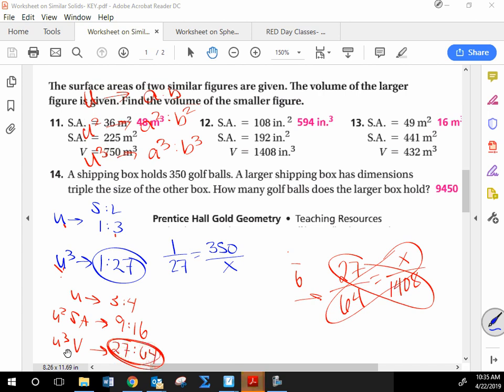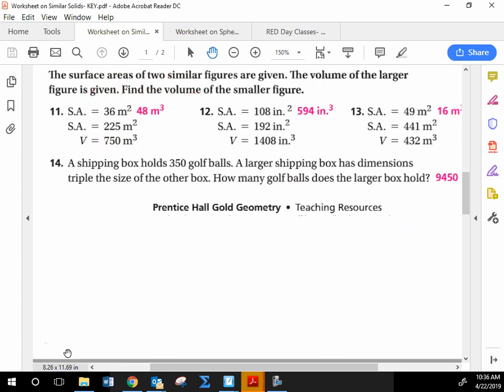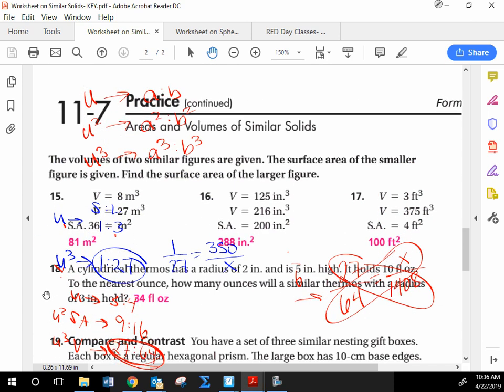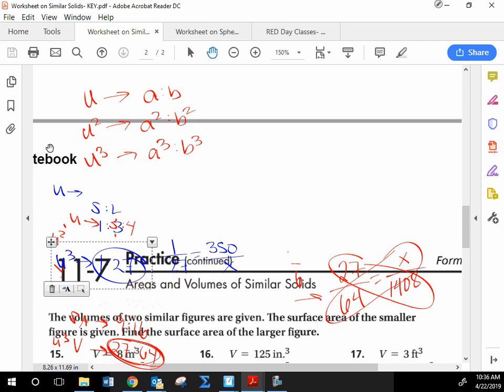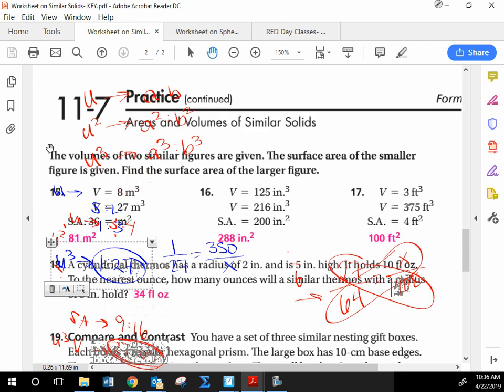So again, you have to get to the units, and then what are they asking for? Asking for volume, so units cubed. That makes sense. And then cross multiply. Equals 9, what was the number? 9450, I think. Thank you.